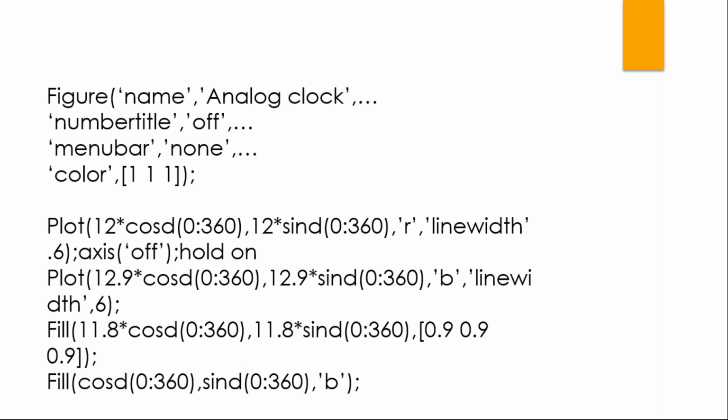Here the first code is for the second hand, the second code is for the minute hand, and the third code is for the hour hand. In the code, 0 to 360 means all the hands of the clock will move from 0 degrees to 360 degrees, that is, a whole circle. The second hand moves 6 degrees per second, the minute hand moves 6 degrees per minute, and the hour hand moves 30 degrees per hour. We will update the clock every 1 second.